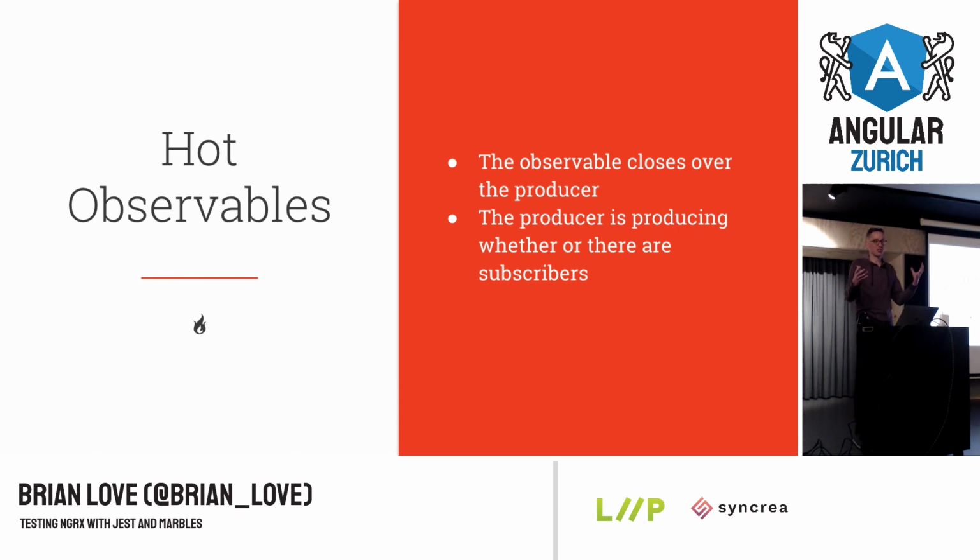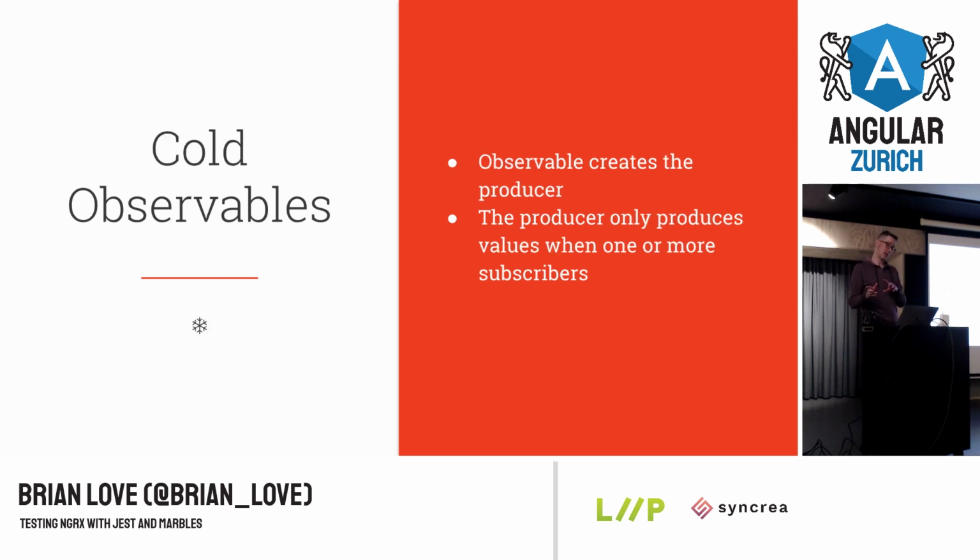So that's a hot observable. It's maybe a socket producing values, but once I subscribe to a chat or something like that, I start to actually receive those notifications. It's producing whether or not there are subscribers. On the other hand, a cold observable is probably more like what normal people are. My wife probably doesn't just talk to herself for no reason in the other room. It's only when I actually walk into the other room that she's like, oh, you're here. Let me tell you something. Let me talk to you.